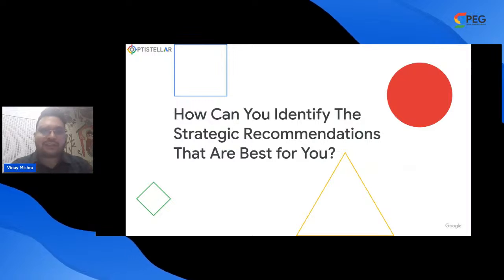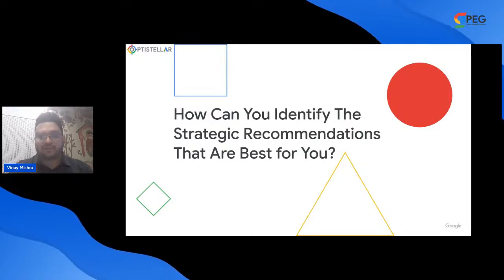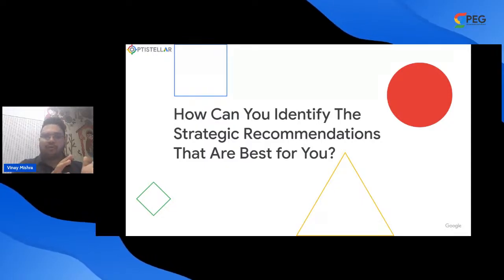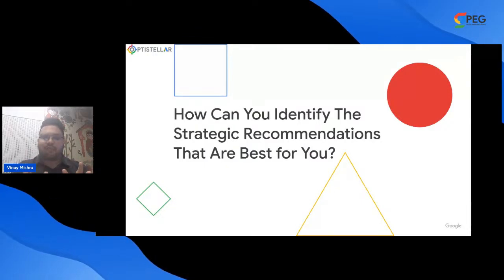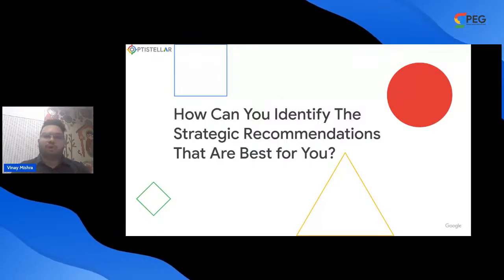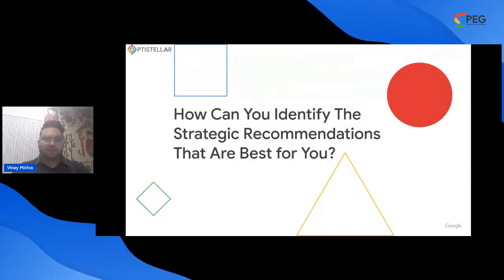Great. Now let's understand how you can identify the strategic recommendations that are best for you. We have learned how to understand what to automate and when to automate, and now let's talk about how to identify the strategic recommendations that are best for you.